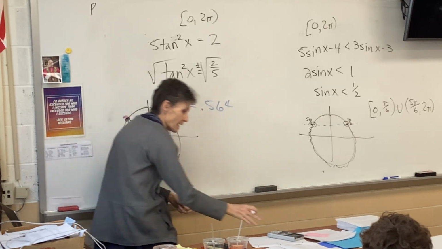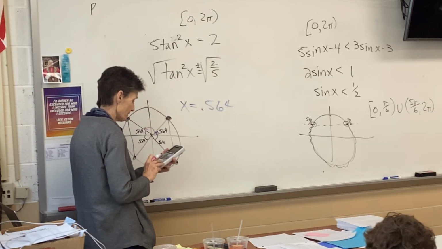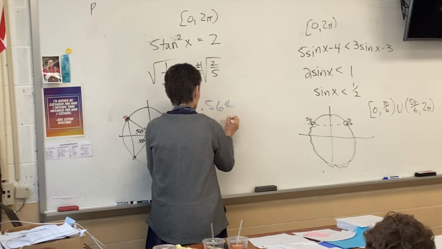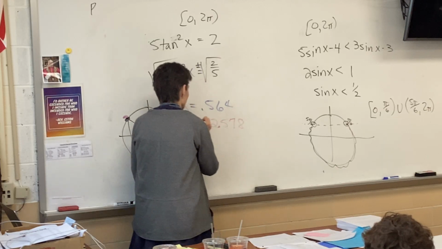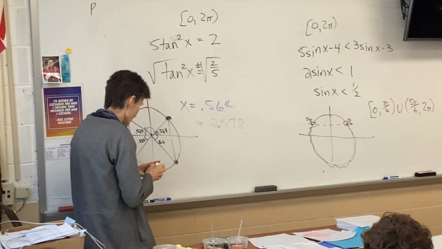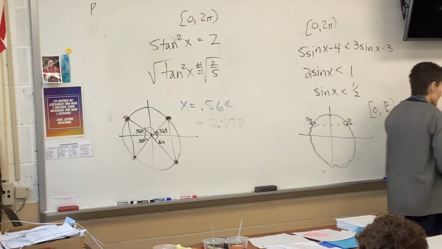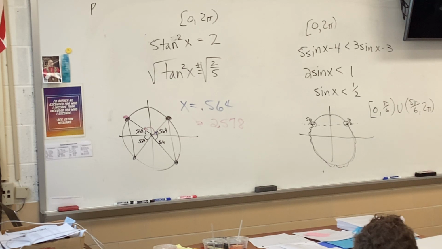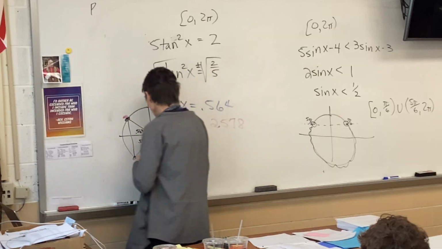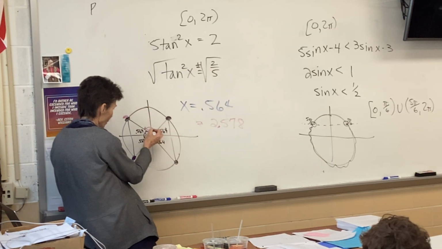Pi minus, exactly. So pi minus that. So that one is 2.578. Now I gotta get a 0.564 angle in quadrant 3. How will I get that one? This is all the way around here. This dot right here, this angle right here. How do I get all the way around here?